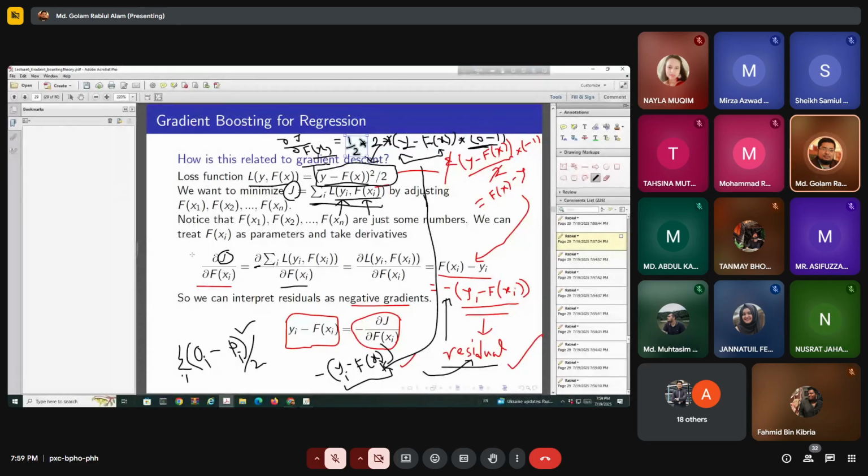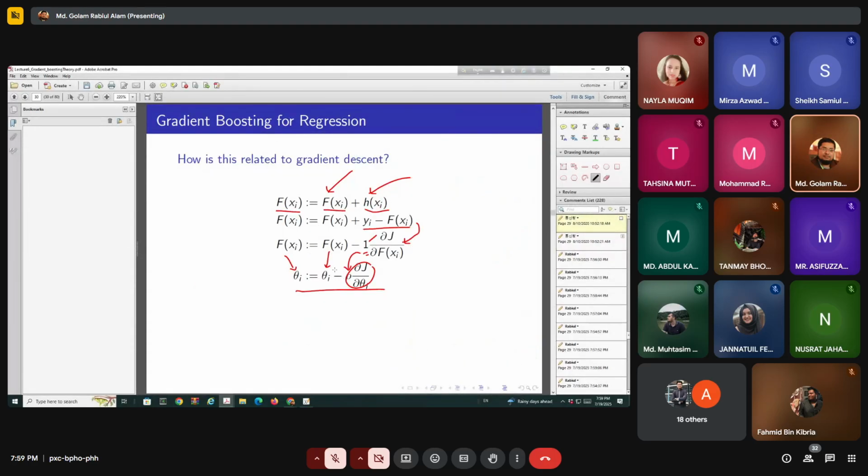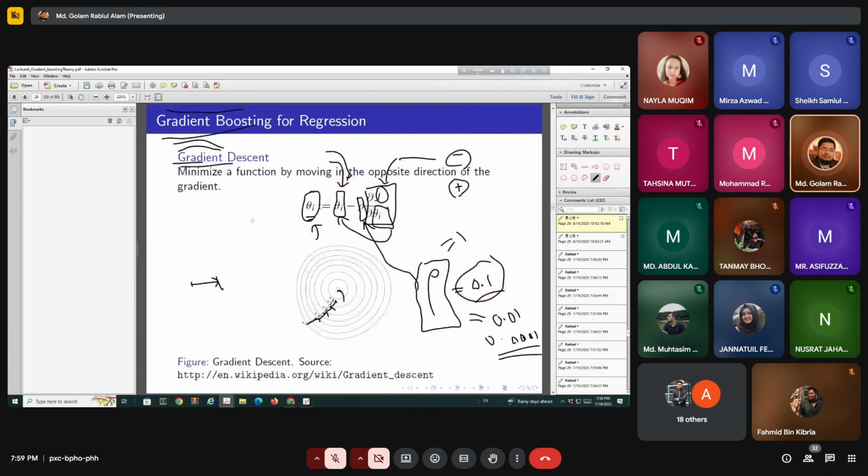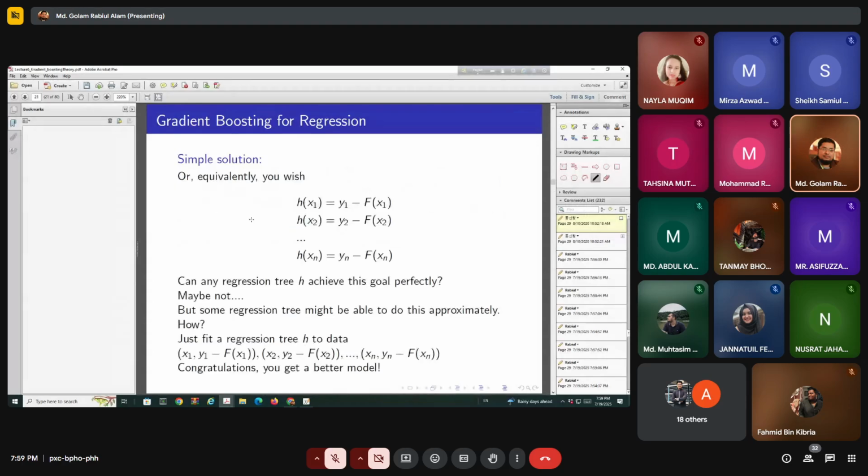So the gradient here means the negative of the residual. Now if we think about gradient descent in that case, y here is f(x) equal to f(xi) plus h(x), but this h(x) is actually yi minus f(xi). Previously we have already seen this one.